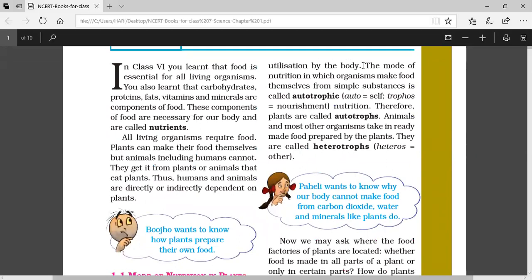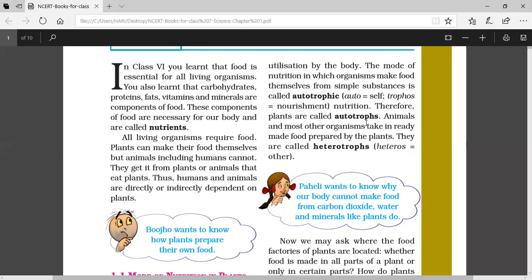There are different types of modes of nutrition. That means different organisms have different modes of nutrition. The mode of nutrition in which an organism prepares its food from simple raw material is called autotrophic. Auto means self, and trophic means nourishment. Only green plants come under this group.